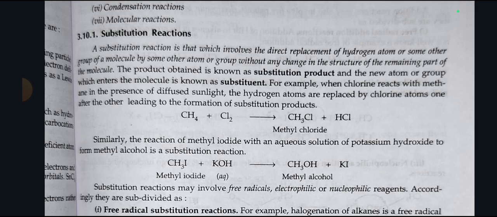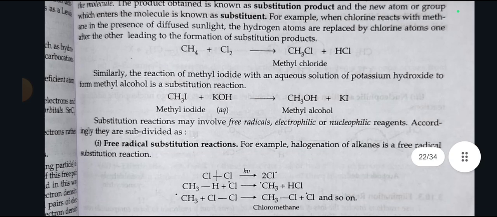3.10.1 Substitution reaction. A substitution reaction is one which involves the direct replacement of a hydrogen atom or some other group of a molecule by some other atom or group without any change in the structure of the remaining part of the molecule. The product obtained is known as the substitution product, and the new atom or group which enters the molecule is known as the substituent. For example, when chlorine reacts with methane in the presence of diffuse sunlight, the hydrogen atoms are replaced by chlorine atoms one after the other, leading to the formation of the substitution product. CH4 + Cl2 gives CH3Cl, methyl chloride, plus HCl.